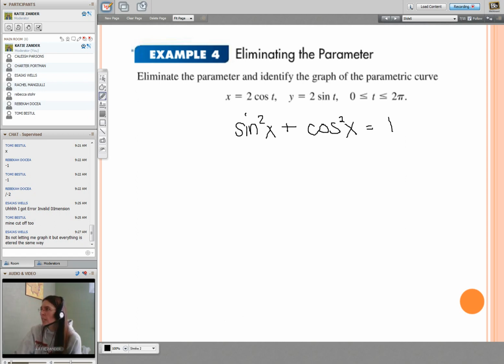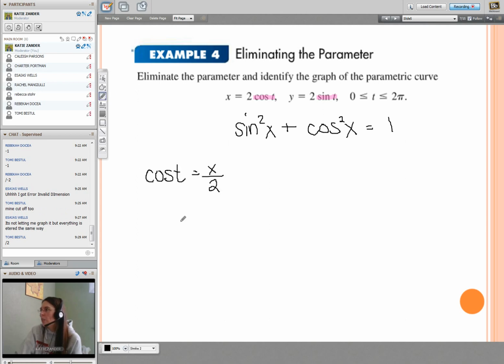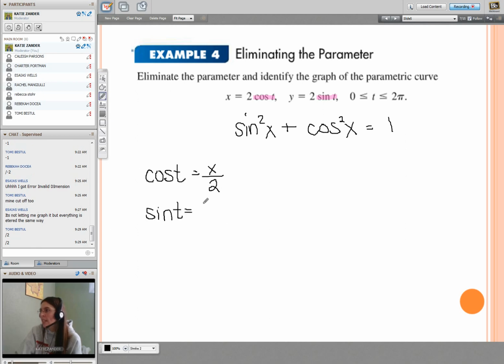So what we're going to do this time is solve for cosine t and sine t in each of our equations. So the first one, how do I get cosine t by itself? Yeah, divide by 2. So they kept it kind of nice and basic for us. And then how do we solve for sine t? Same idea. All right, now I'm going to go ahead and substitute these into our Pythagorean identity.